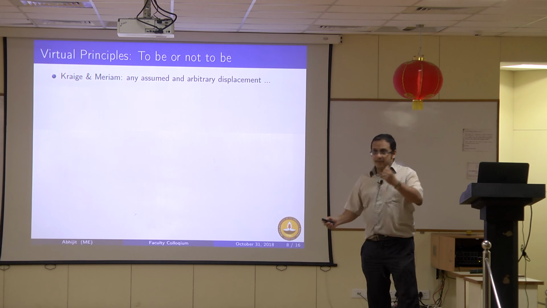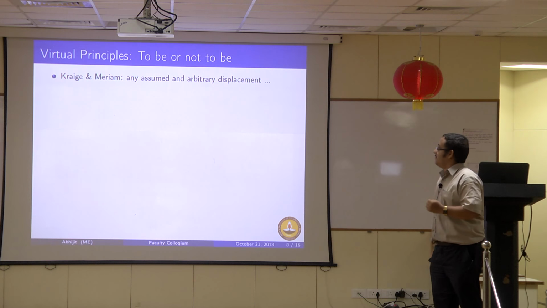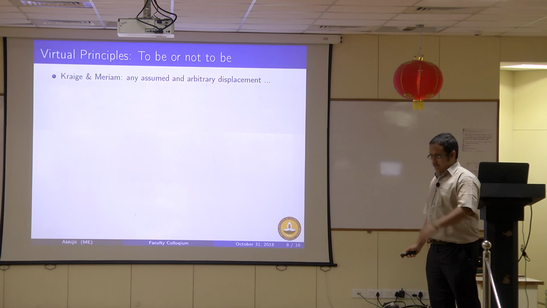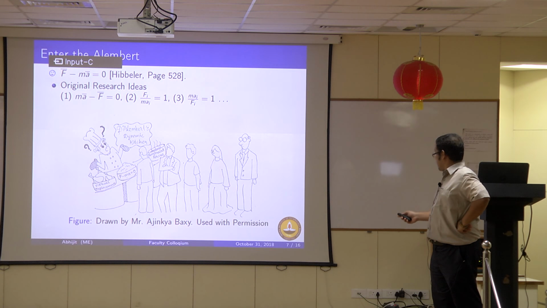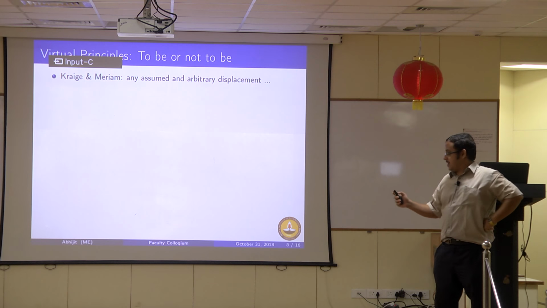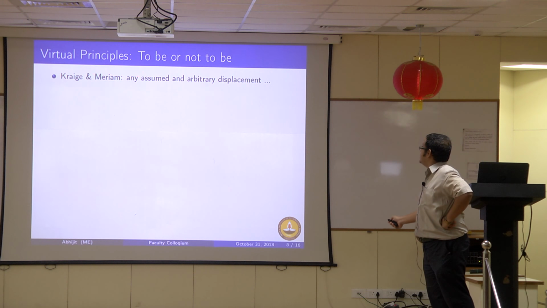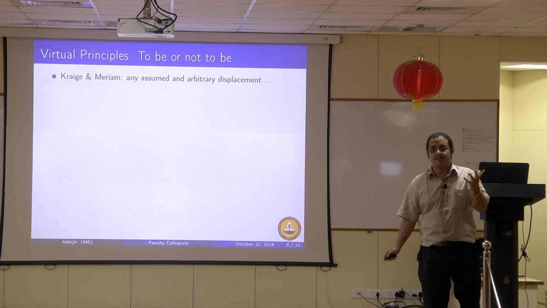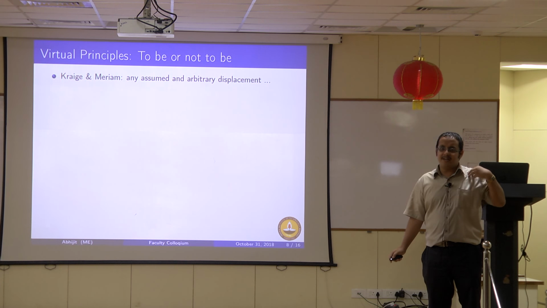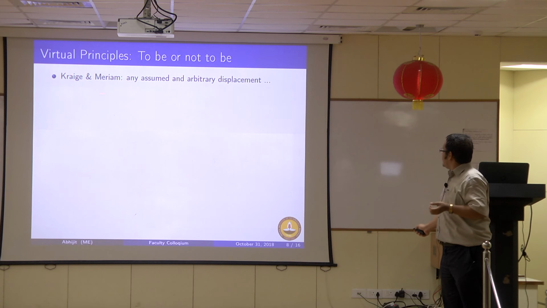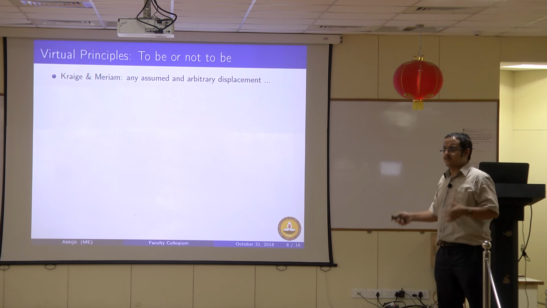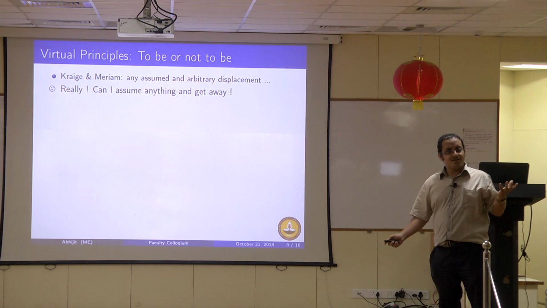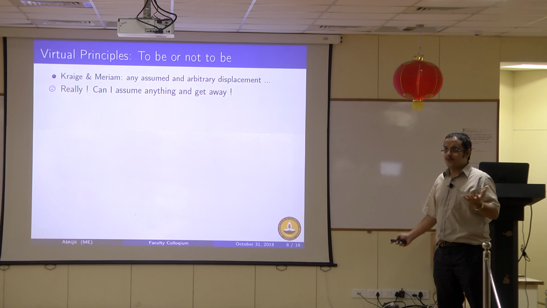Before correcting this, let me point out some other issues which are there in the usual textbooks. Craig and Meriam again, virtual principles. Another point is about virtual displacements. What virtual displacements are is a very uncanny thing. Craig and Meriam say it is any assumed, arbitrary displacement, and some of my students also say so. Anything is a virtual displacement. Oh, I can assume anything and get away, that seems too good to be true.